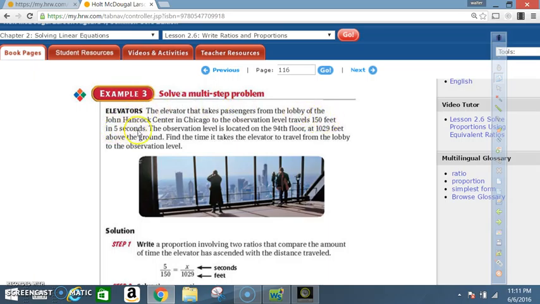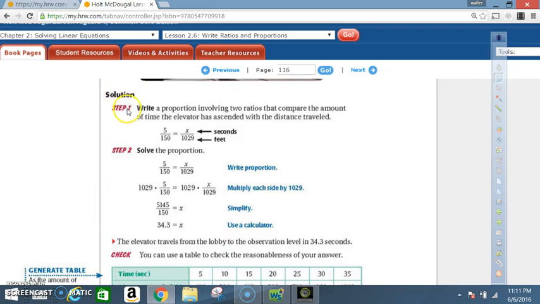Example 3, solve a multi-step problem. Elevators. The elevator that takes passengers from the lobby of the John Hancock Center in Chicago to the observation level travels 150 feet in 5 seconds. The observation level is located on the 94th floor at 1,029 feet above the ground. Find the time it takes the elevator to travel from the lobby to the observation level.